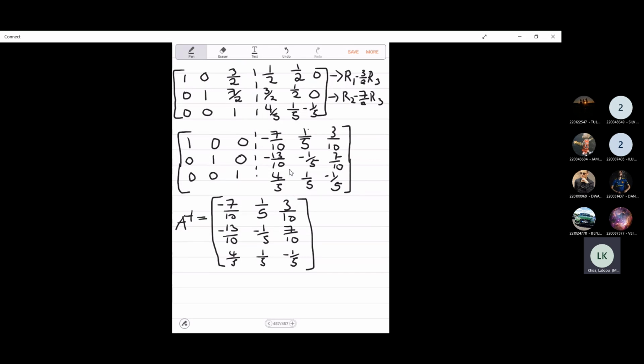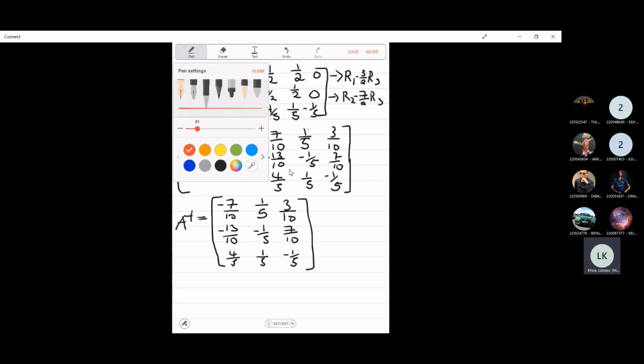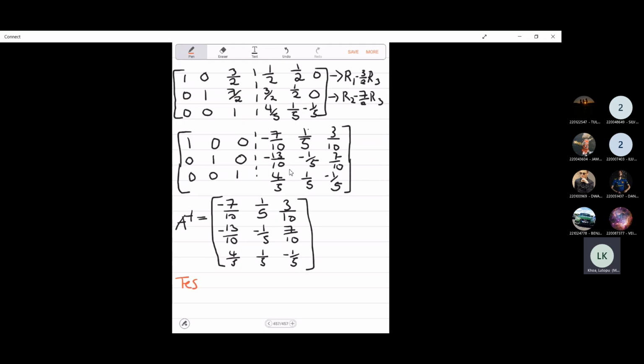And you can always test to see whether you have the correct answer or not. So the test is you multiply A with A inverse. The answer must be equal to the identity matrix. And when you perform it the other way, switching the order, A times A inverse, you should get the identity, and A inverse times A, you should also get the identity. Then you know that your matrix over here is in fact the inverse of the matrix that you started with.